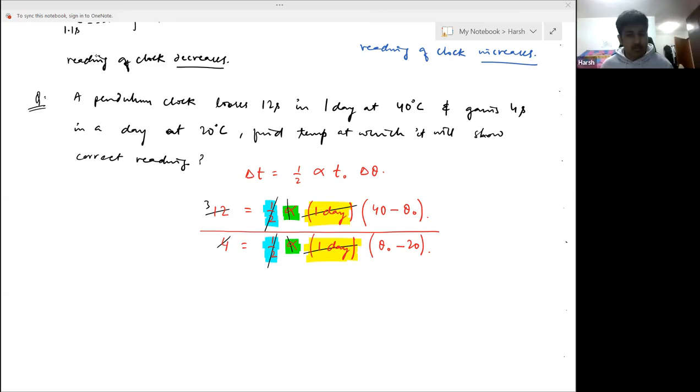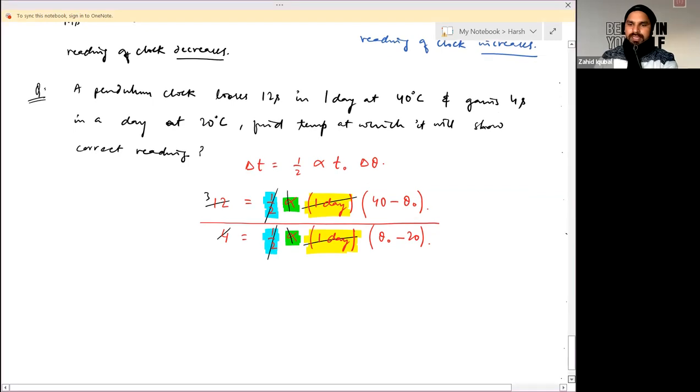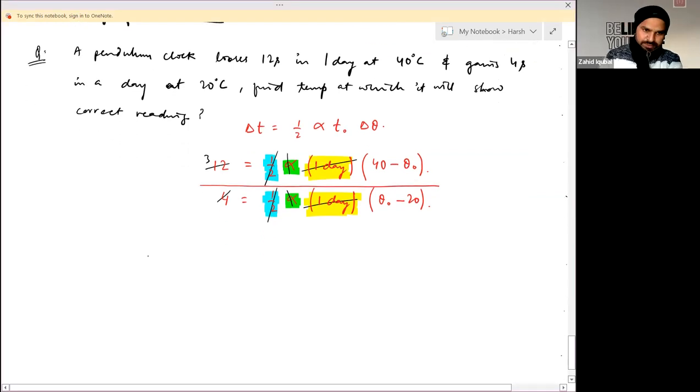Sir, theta naught is 25. Good. Now, if you put theta naught in any of the expressions, you will be able to calculate alpha as well. Suppose I'm using the second one.